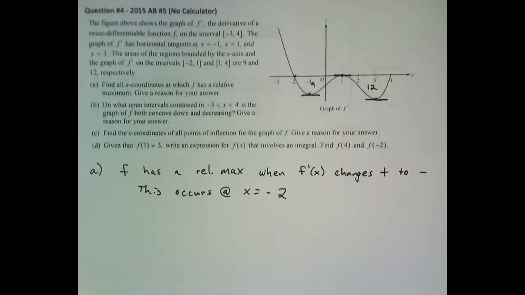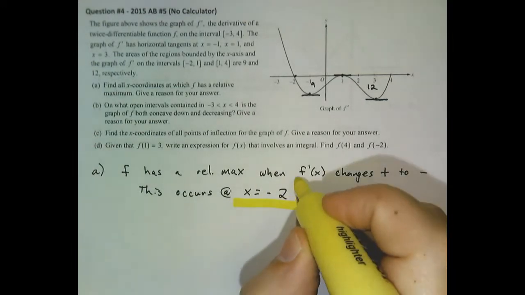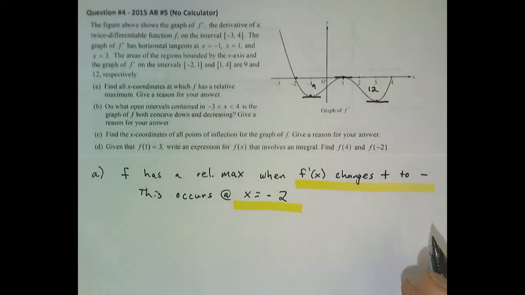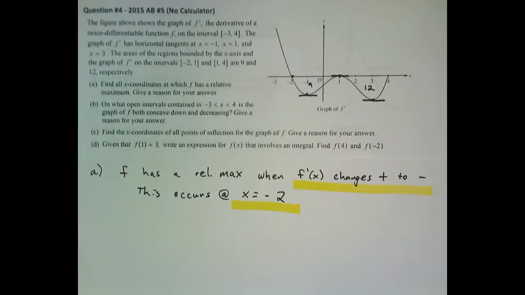This is worth 2 points. 1 point for identifying the location, and 1 point for justifying why a local maximum exists. 2 out of 9, you're on your way to getting a 2 on the AP test. Get up to 4 out of 9 and you're on your way to getting a 3 on the AP test. Moving on to part B.